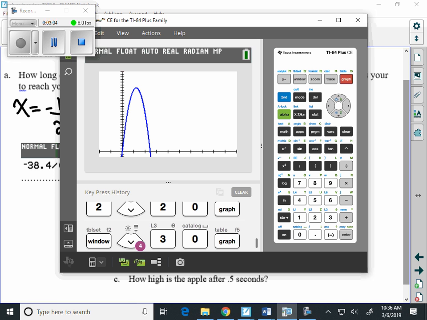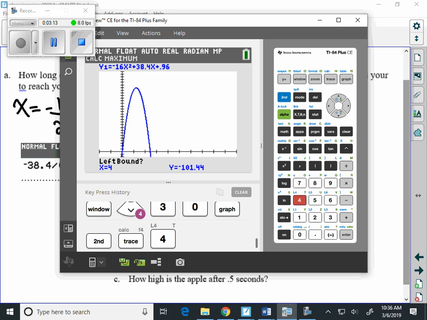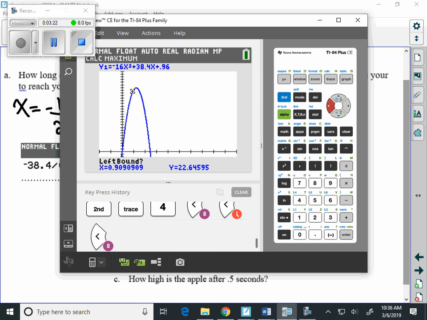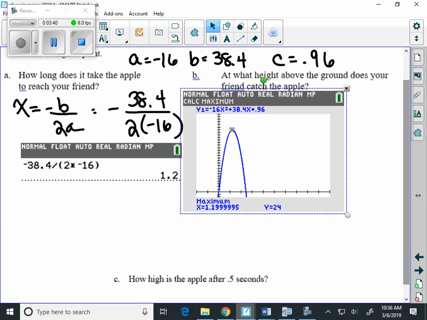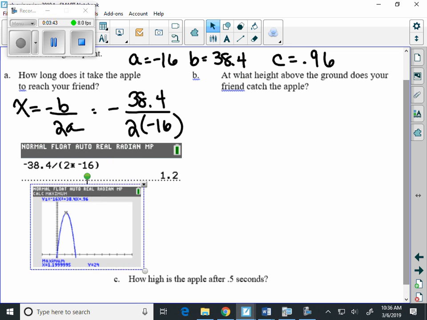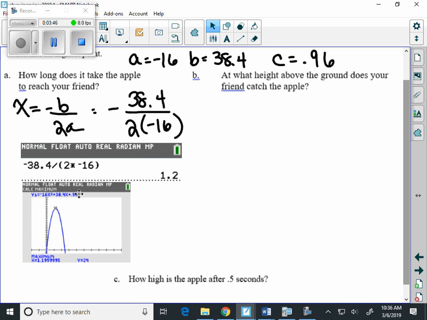So if you're doing part A, which says, how long does it take the apple to reach your friend? That's going to be at the highest point. We're going to do second, trace, and maximum. Eventually, a little bit to the left, enter. A little bit to the right, enter. And sure enough, we get 1.1999995. When we round it, it's going to round to be 1.2. So there's the picture of that one. I'm going to make that much smaller, but at least that can maybe help on there.